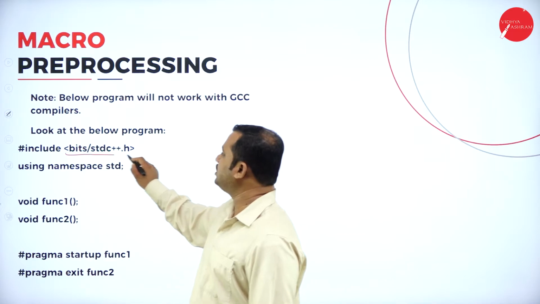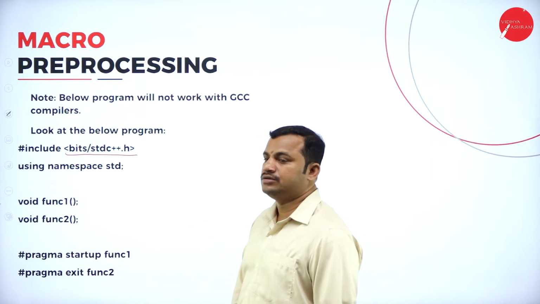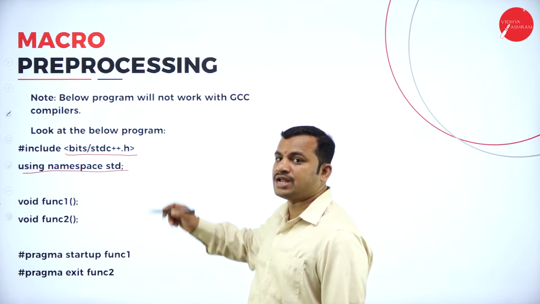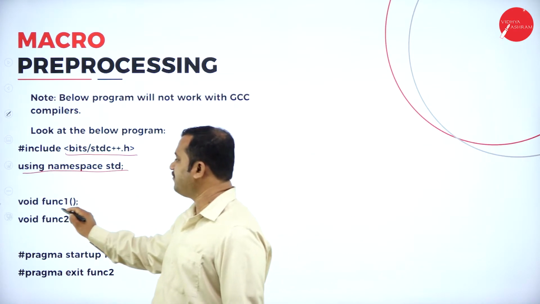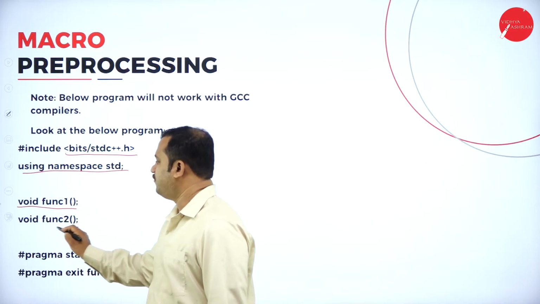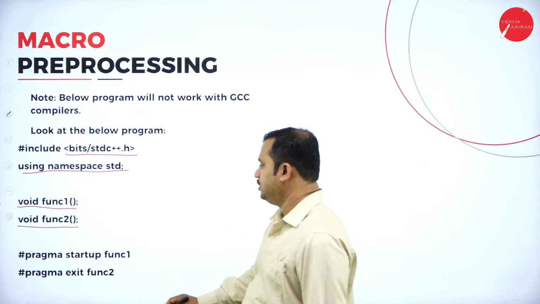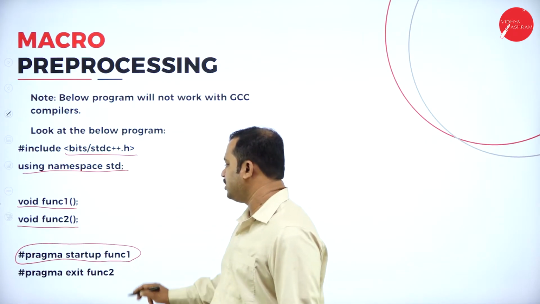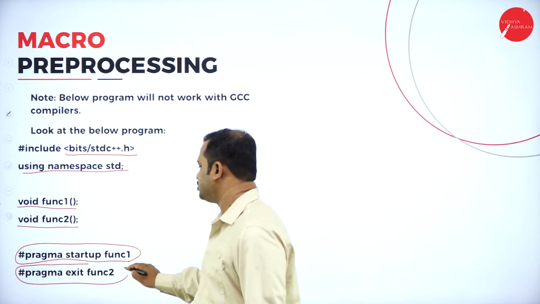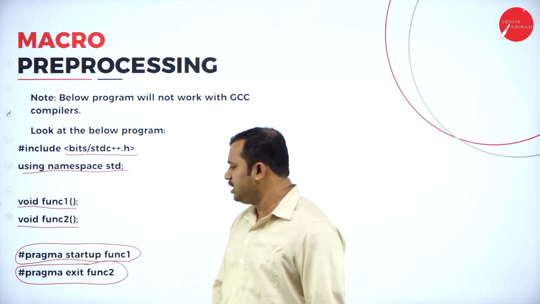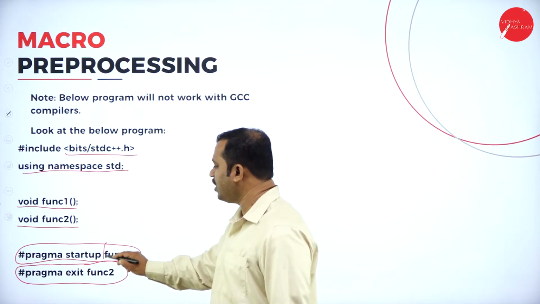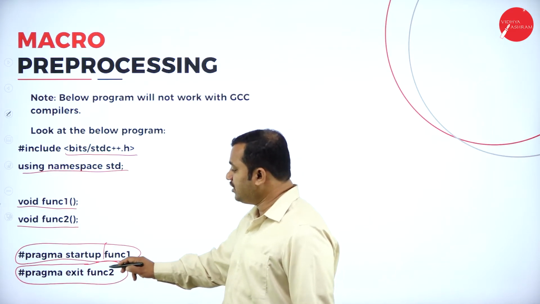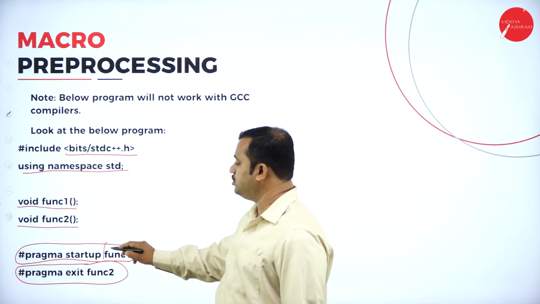See here, we have one of the include directives. Then using namespace std, that is for performing the standard operations. We have a function called func1, a function called func2. Then we have #pragma startup function1, #pragma exit function2. If you look at this, you will clearly understand that when function 1 is started, function 2 must exit. When function 2 starts, I do not want to use function 1.